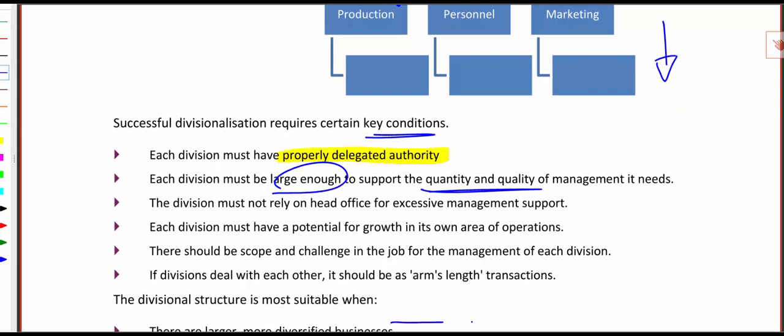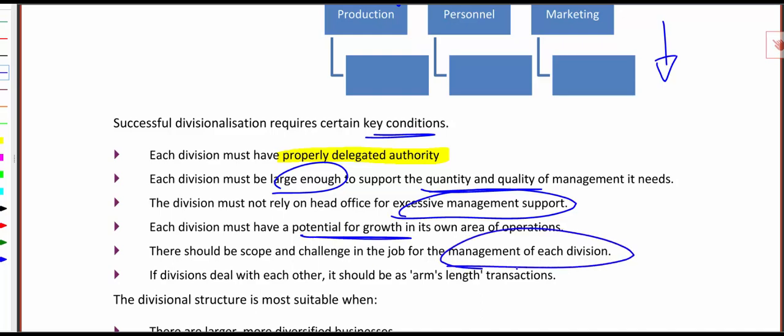Mustn't rely on head office for excessive management support. So that kind of goes hand in hand with our top point there. Must have potential for growth. Should be scope and challenge in the job for the management of each division. So, you know, the option to improve, and we should deal with arm's length transactions between the two. So if there's a transaction between 2 divisions, they should be at arm's length. So that just means that the buyer and seller act independently and pretend there's no relationship there between each other.